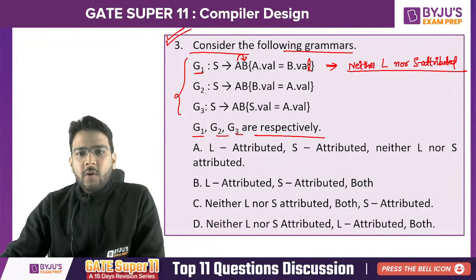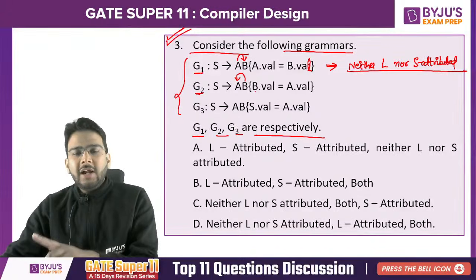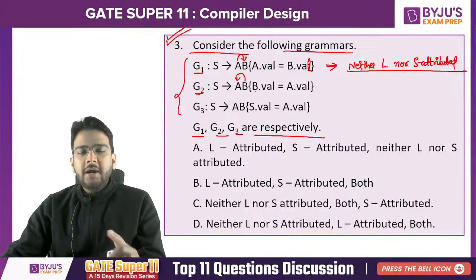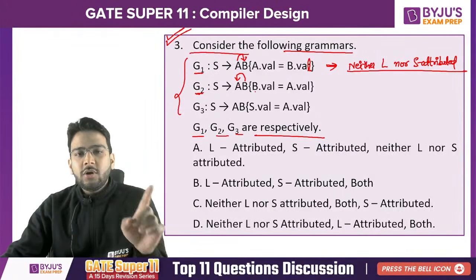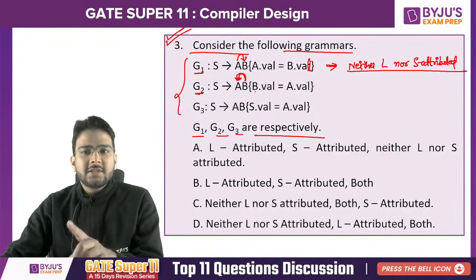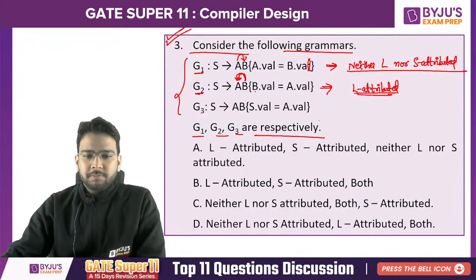Yes. Now what about G2? So here B is taking the value from A. B is taking the value from A. So in case of L attributed, it can take the value from its parent, or it can take the value from its left sibling, right? Or parent can take the value from its children. Everything is allowed except right sibling. But here B is taking the value from its left sibling, that is A. We can say this is L attributed. This is L attributed. Yes or no?